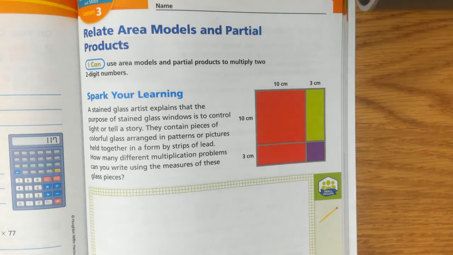So we're going to be relating area models and partial products. You're going to be able to use area models and partial products to multiply two-digit numbers. So here's where we're going to get into the meat and potatoes of 2-digit by 2-digit multiplication.